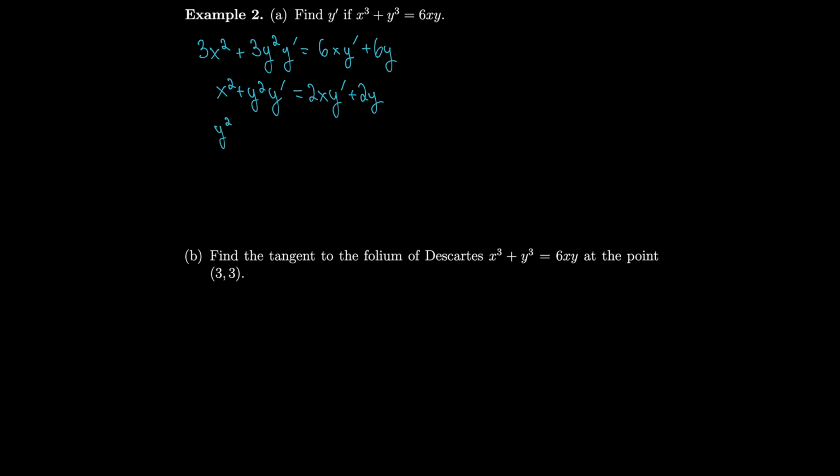We get y squared times y prime minus 2x y prime is equal to 2y minus x squared. We subtract x squared and we subtract 2x y prime. So now we can factor out the y prime because it's in this term and this term. So we end up with y squared minus 2x times y prime is equal to 2y minus x squared. We divide both sides by y squared minus 2x, and that gives us y prime all by itself.